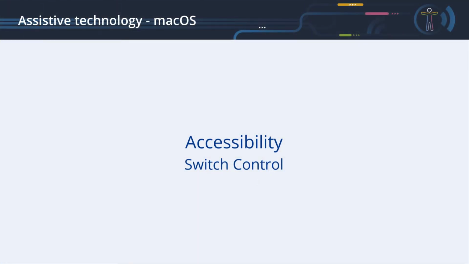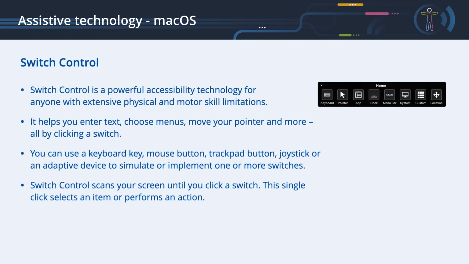Switch control. Switch control is a powerful accessibility technology for anyone with extensive physical and motor skill limitations. It helps you enter text, choose menus, move your pointer, and more, all by clicking a switch. You can use a keyboard key, mouse button, trackpad button, joystick, or an adaptive device to simulate or implement one or more switches. Switch control scans your screen until you click a switch. This single click selects an item or performs an action.